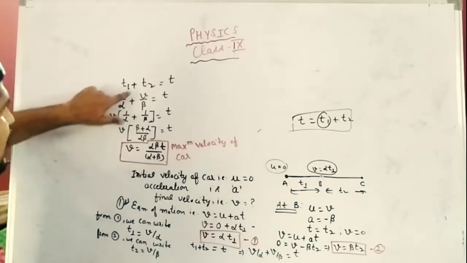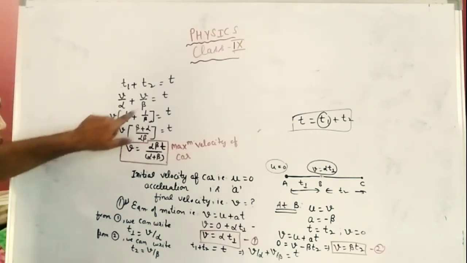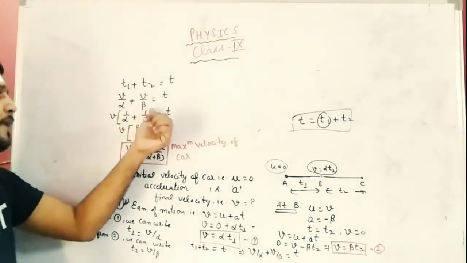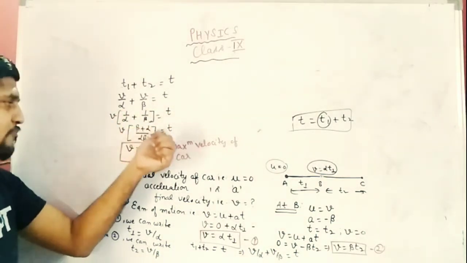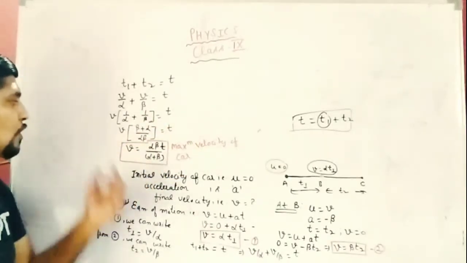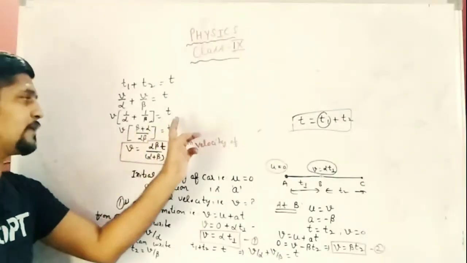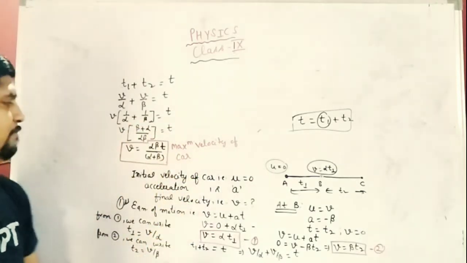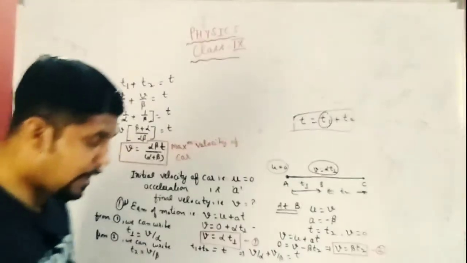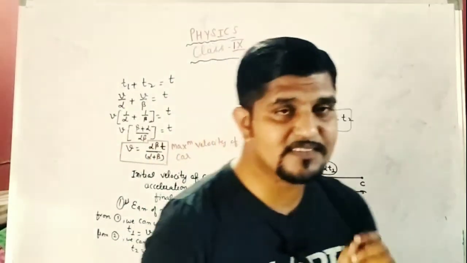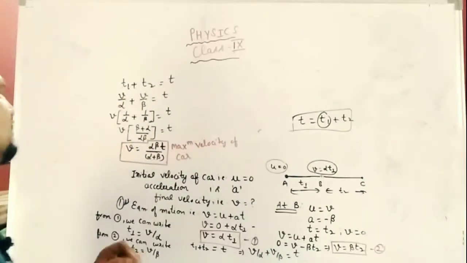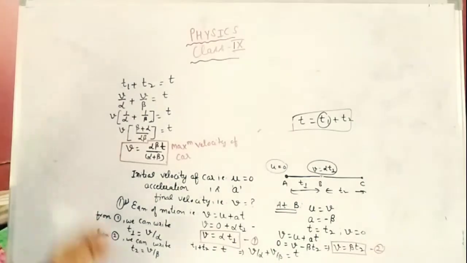So t1 is v by alpha, t2 is v by beta. So v common, 1 by alpha plus 1 by beta is equal to T. Taking the LCM alpha beta, you are left with beta here and alpha here. So v times (beta plus alpha) by alpha beta is equal to T. So v is equal to alpha beta T divided by alpha plus beta, which is the maximum velocity attained by the car during the whole interval of time elapsed. So this is the first part.